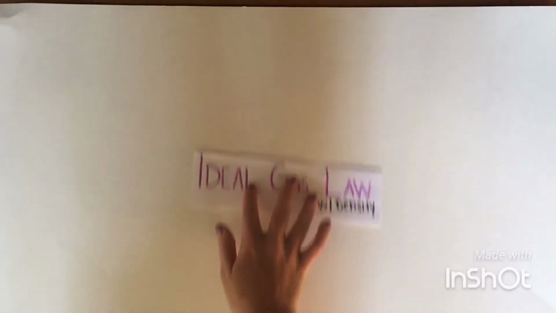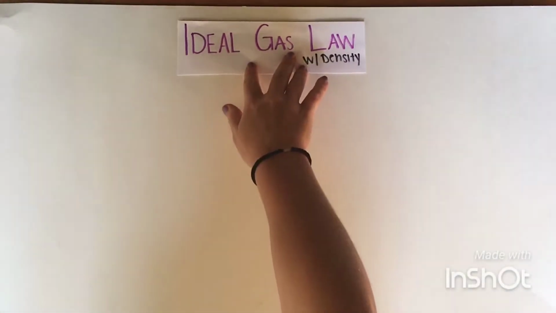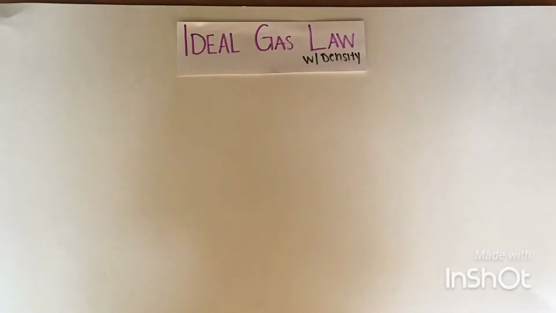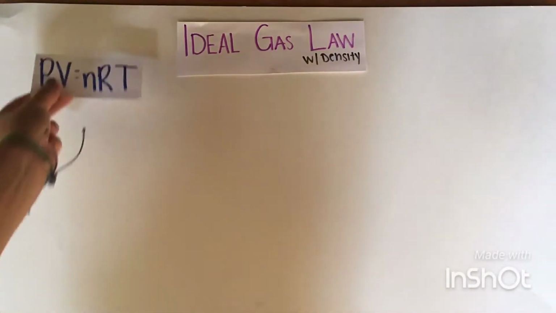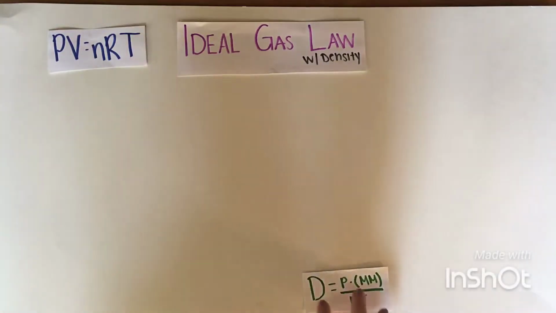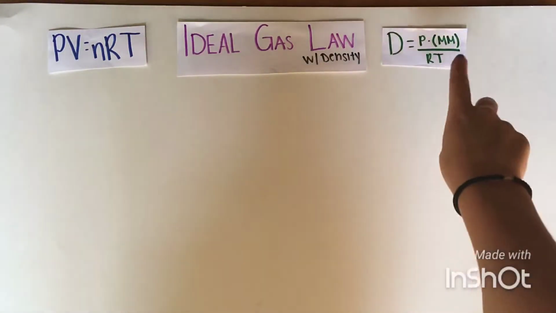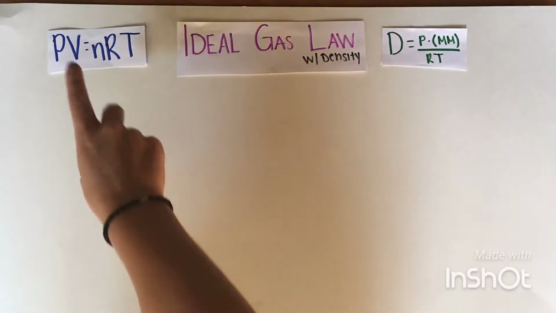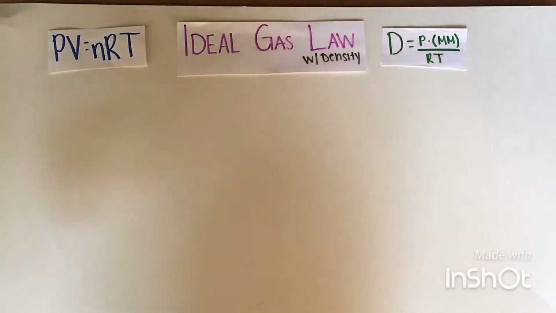Okay, so today we're going to be looking at the ideal gas law when you're solving for density. Now there are two equations you can use. You can use PV = nRT, which is what I'll be using, or you can use a shorter equation and you'll get the answer quicker this way. But today I'll be using that, like I said. Now, let's break down PV = nRT.